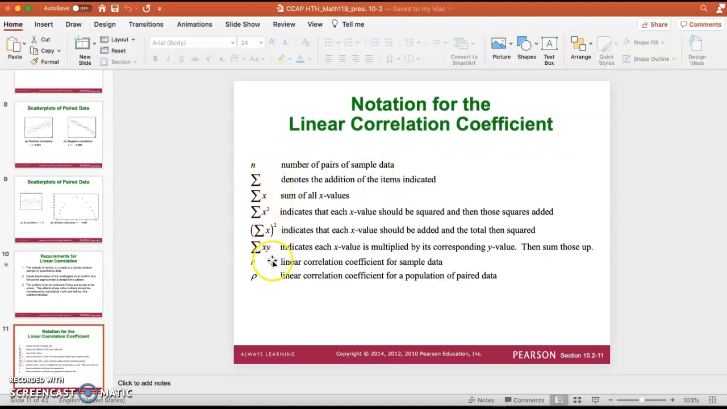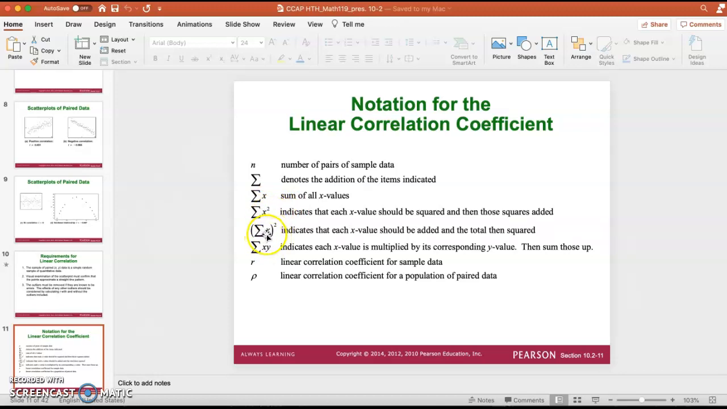Now, there's a fair bit of notation here just because there's a fairly heavy formula for calculating the correlation coefficient. That's something you won't have to use, but you can use. So I'll just run through this notation real quick. n is still going to stand for our number of pairs of sample data this time. So it's still a sample size, but it's pairs of sample data since we're looking at paired data. Sigma is just denoting that we're going to be adding things when we use the formula. Sigma x is just the sum of all the x values. Sigma x squared means you square all the x values, then add them up.